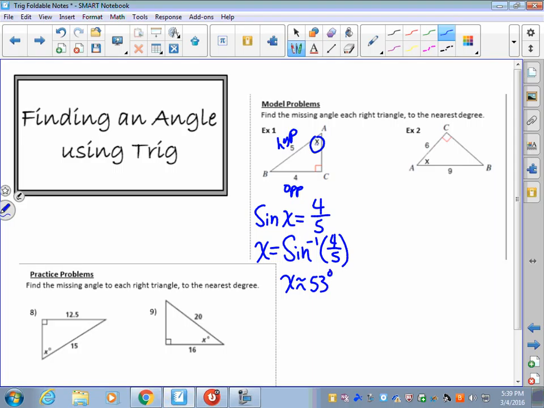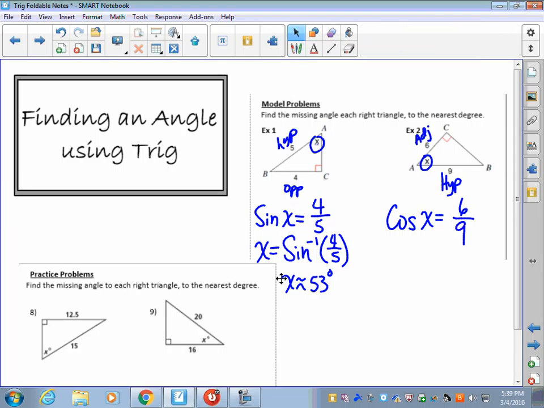So the same thing happens on example 2. X is our angle, we circle that. We label the parts in relationship to the angle. 6 is adjacent to the angle. 9 is still our hypotenuse because it's opposite the right angle. What trig function is dealing with adjacent and hypotenuse? Correct, that's cosine. So we're going to now write the cosine of x equals 6/9.